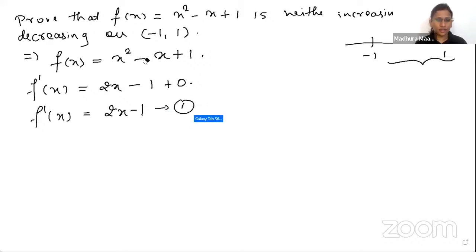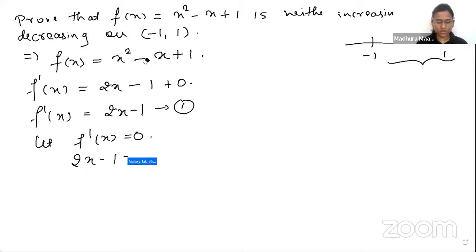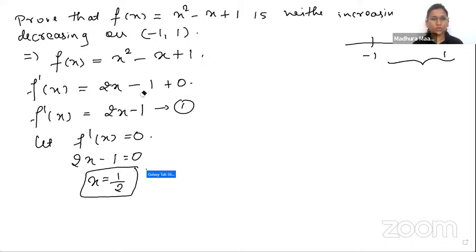Okay. So how do we find the critical point? Let f dash of x be 0. Okay. So 2x minus 1 equals 0. So the x value, the critical point value, is 1/2. Okay. Am I audible to everyone? Yes, ma'am. Okay. So x equals 1/2 is your critical point.